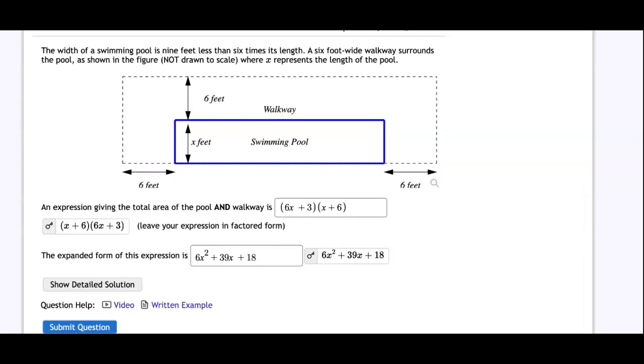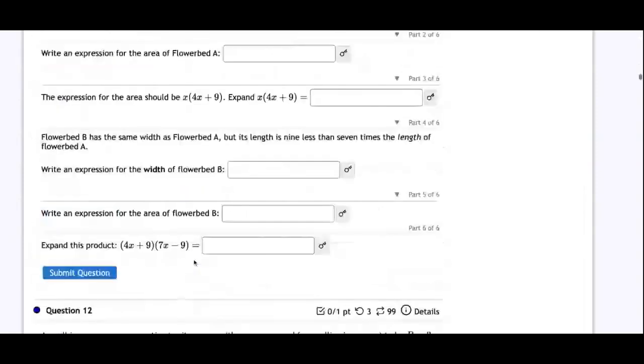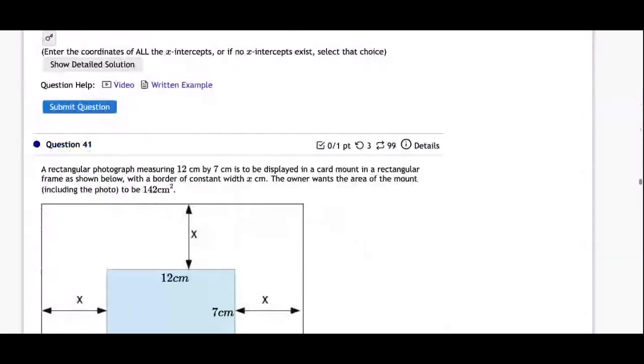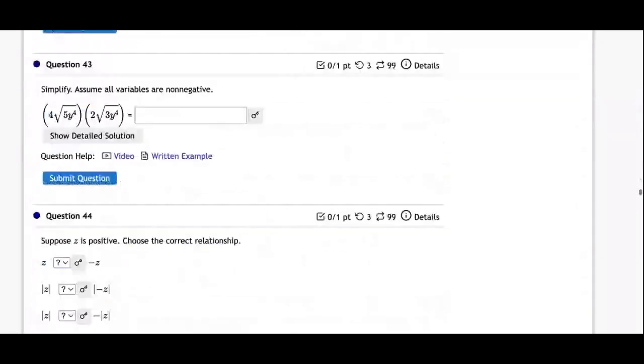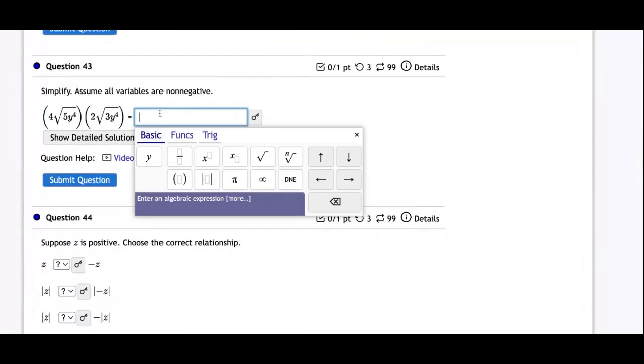Jetta, have you found any questions on solving quadratic equations? Maybe 43. Let's go 43. 43 is not quadratic equations, right? But anyway, let's see 43.